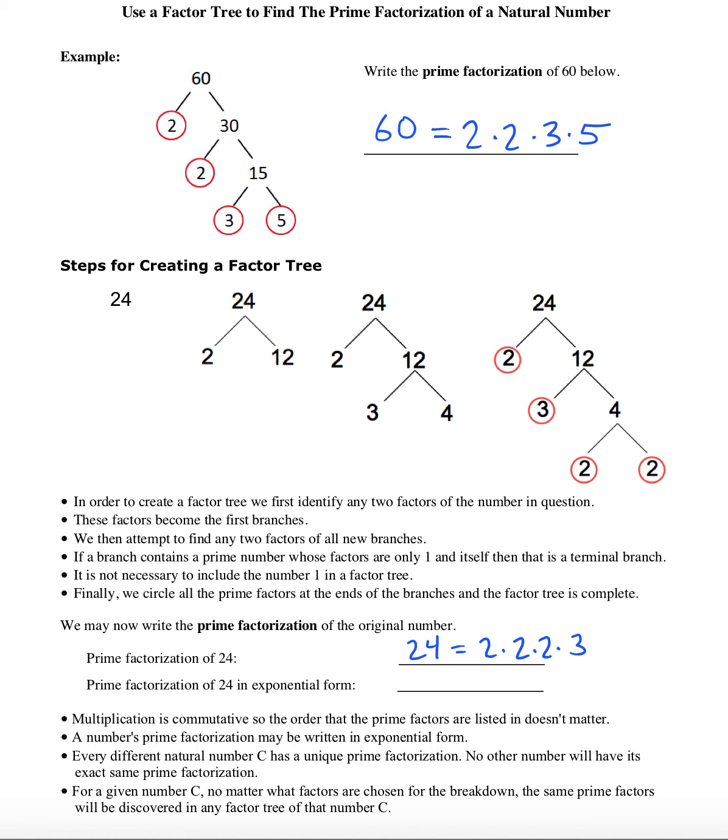We can also write the prime factorization in what's called exponential form, where since we have three 2's repeated in a row, we can call that 2 to the power of 3, which means 2 times 2 times 2. And then we'll have a 3 to the power of 1, and that's another way to write the prime factorization.